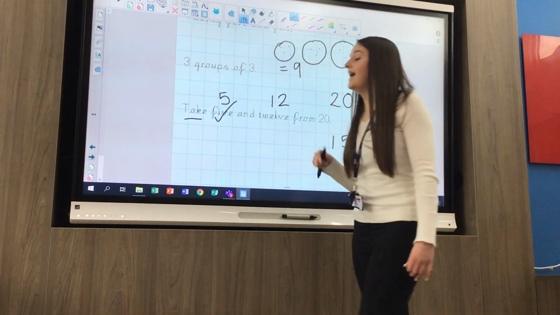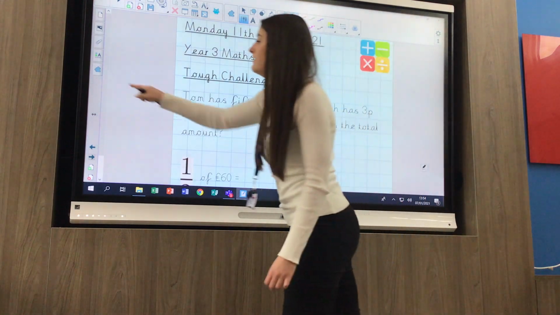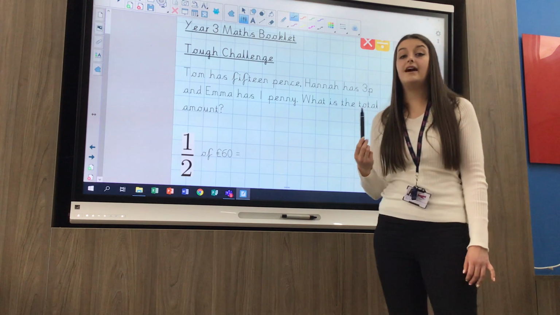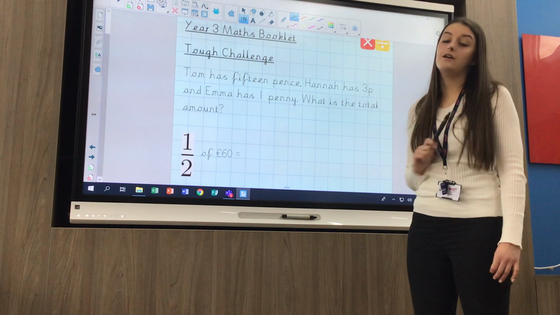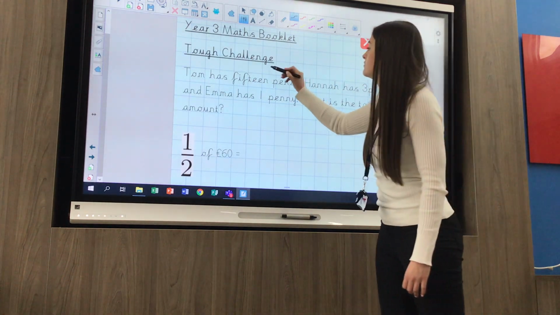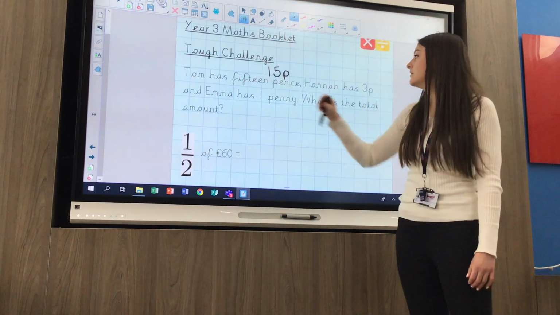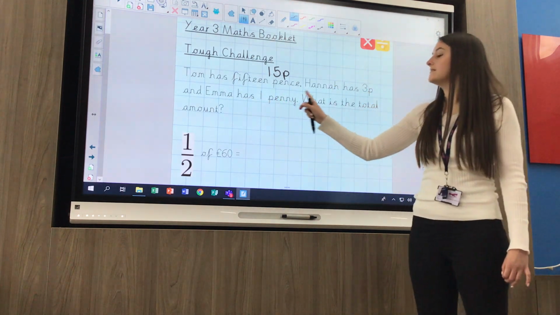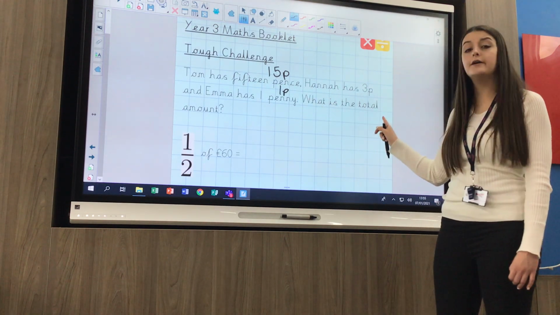Right, moving on then to the last section on your page for today, you've got a tough challenge. Now with these tough challenge questions, you need to make sure you're reading them properly. You might underline any key numbers or keywords to help you work them out. So let's have a look at this first one. Tom has 15 pence. Okay, so I'm just going to write 15 pence there. They just wrote it in words. Hannah has 3p, or 3 pennies, and Emma has 1 penny. So Emma's got 1 pence. What is the total amount?